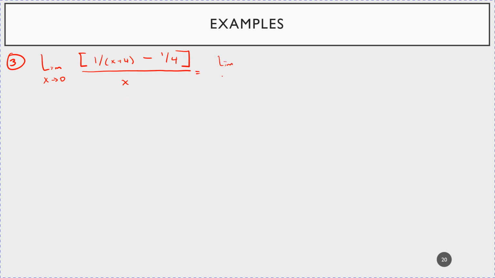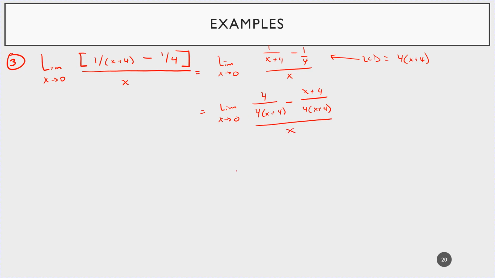So look, I'm going to rewrite this. This is 1 over x plus 4 minus 1/4 over x. So what you're going to do is combine this, right? You're going to have to find the LCD of x plus 4 and 4, which is just 4 times x plus 4. That's a college algebra problem there. So when I change this, this becomes 4 over 4 times x plus 4 minus x plus 4 all over 4 times x plus 4, and then still divided by x.